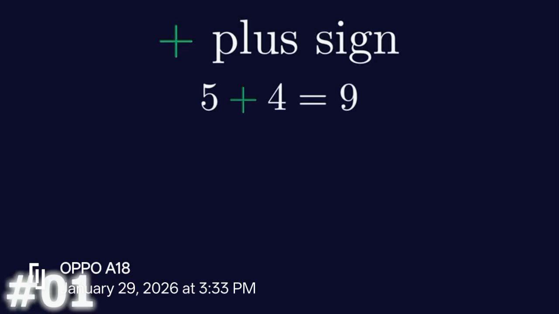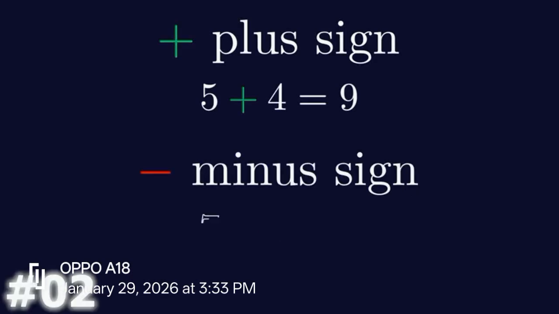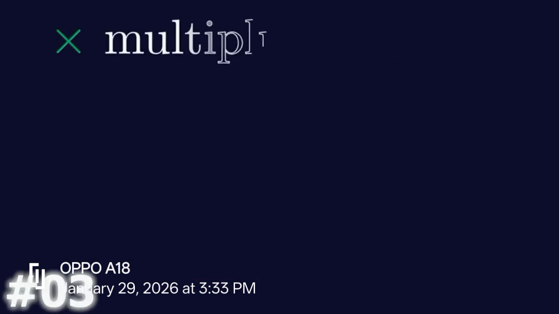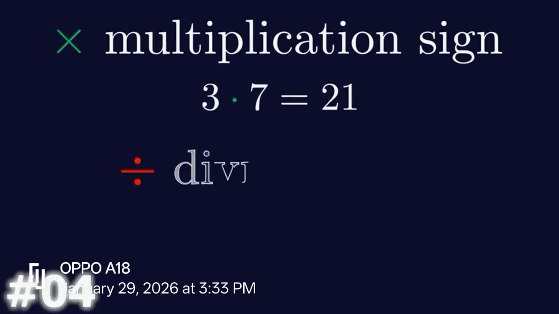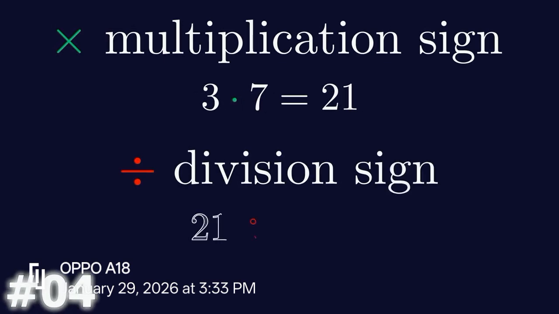for addition. Minus sign, which is essentially the opposite of the plus sign, represents subtraction, but it can also denote negative numbers. Multiplication sign is used to denote the operation of multiplying two numbers together, and can also be represented as a dot. Division sign signifies division, the opposite of multiplication. It can sometimes be written as a slash.